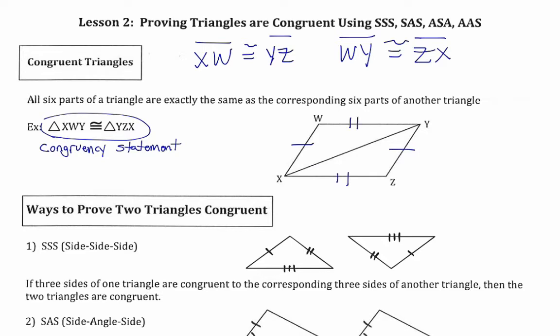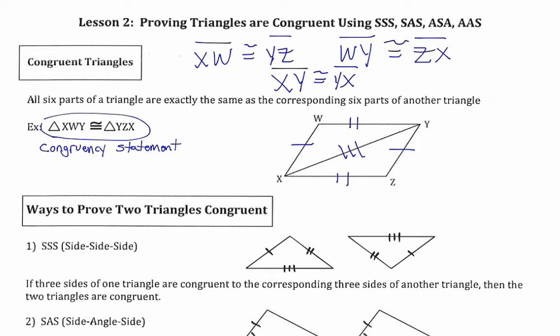And then the first letter X and the last letter Y should be the same as the first letter Y and the last letter X, which makes sense. XY and YX are the same way to name the same segment, or we could think of it as the reflexive property says those two have to be the same. Now some of you may be tempted to just look at the picture and mark that, but it's the congruency statement that tells me what matches up.